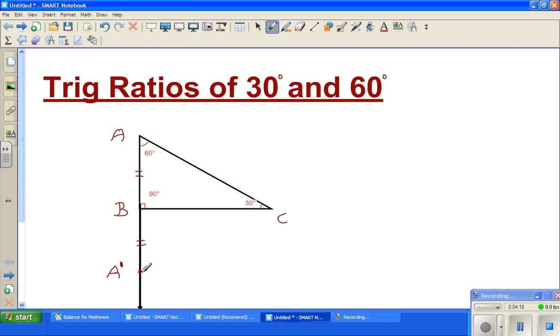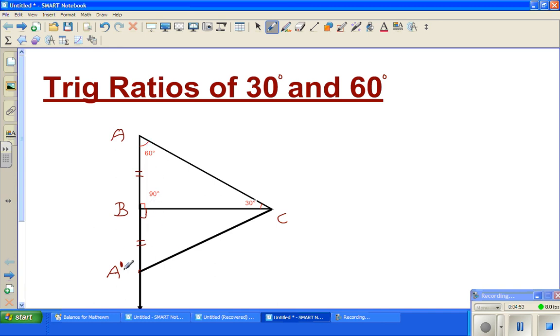So A prime is the reflection of A. Or you can understand this line BC is the mirror line, and A and A dash are reflections of each other. Now if I join A dash with C, what's happening now? So this is 90 degree. I hope you understand this will also be 90 because angles on a straight line add to 180 degrees. So this is 90, this is 90.